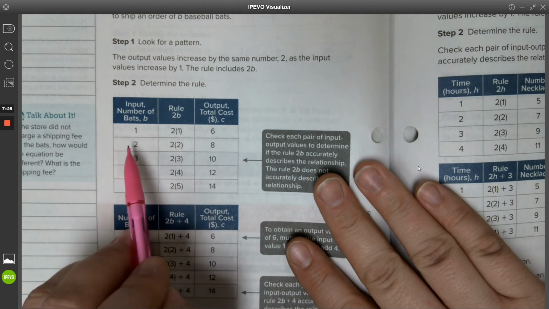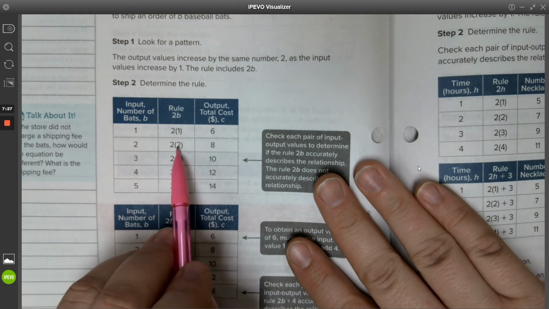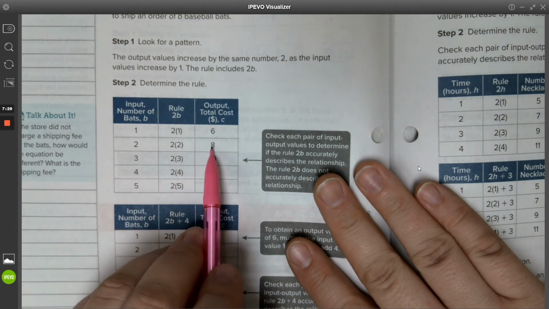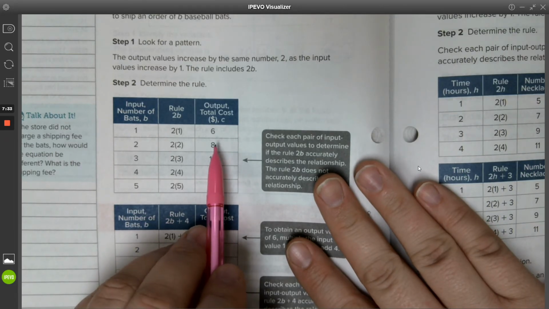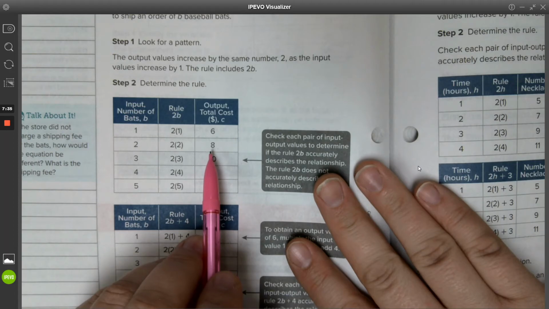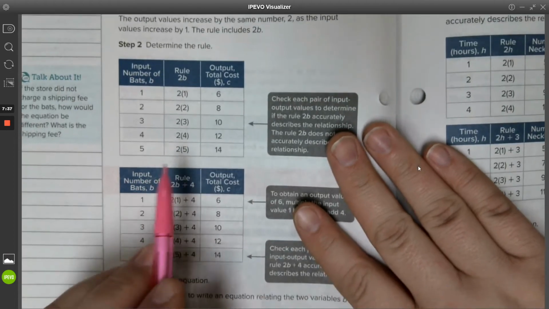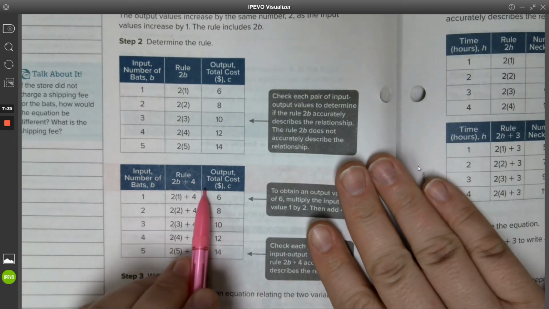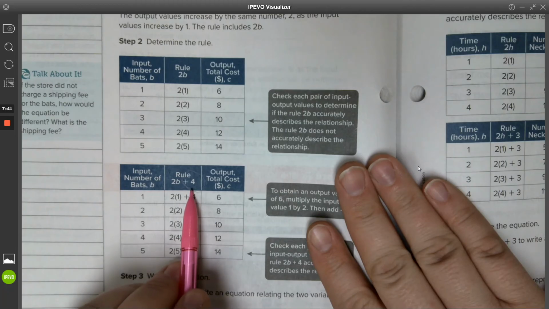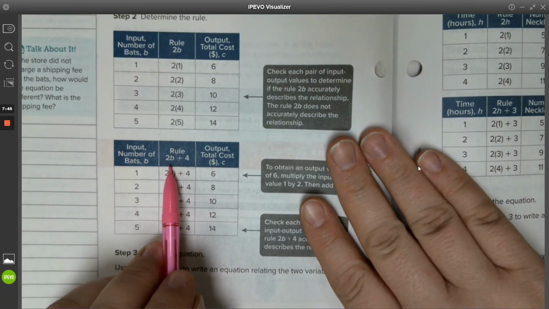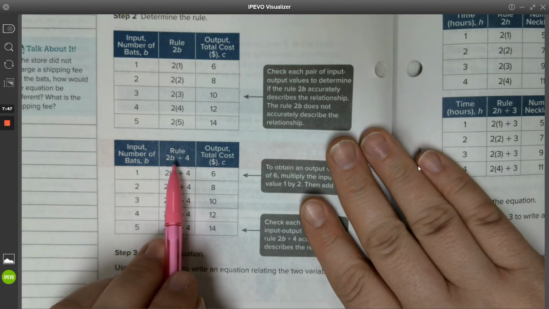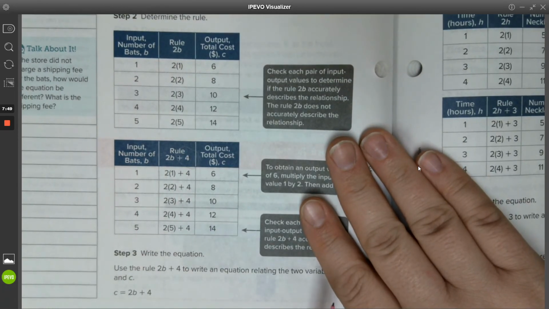Let's try this. What if we had 2 here? 2 times 2 is 4, but I still need to get to 8. So that means I need to add 4 more. Now, in both of these, we've added 4. So we know then that our one-time shipping fee would be $4. So the rule would then be 2 times B, the number of bats, plus 4.